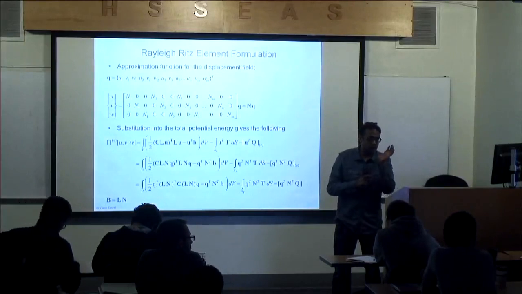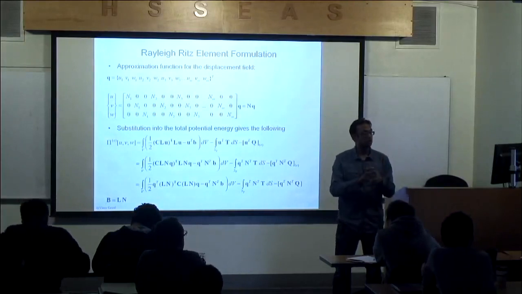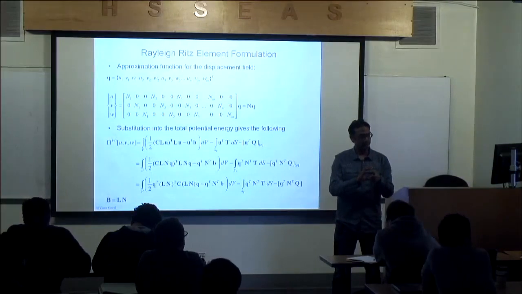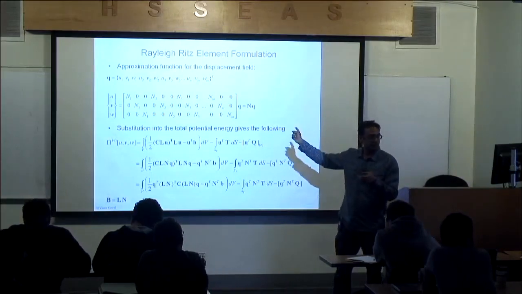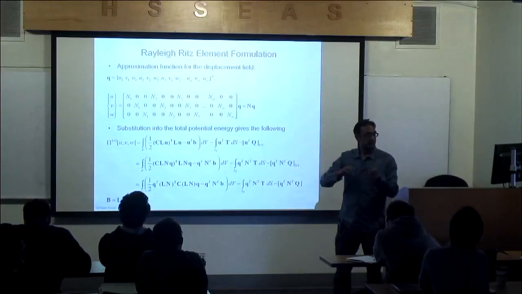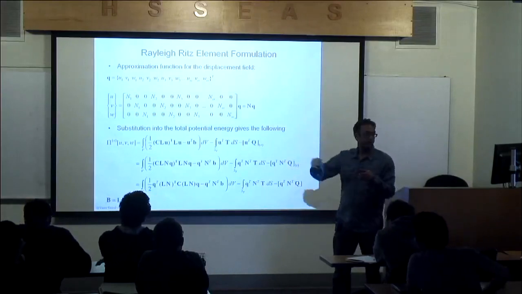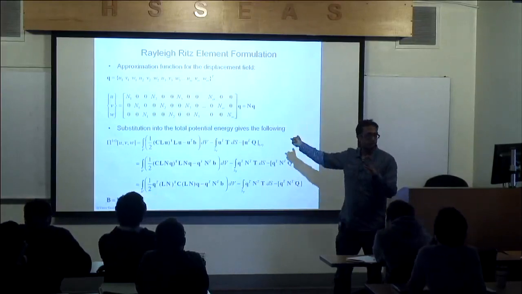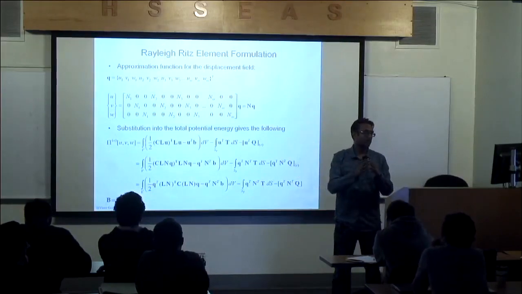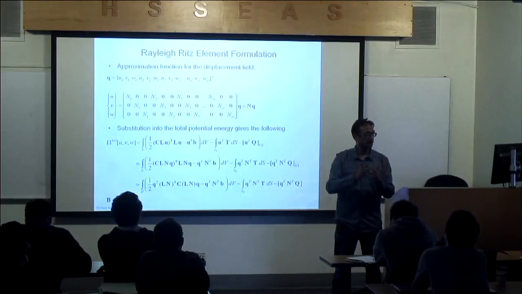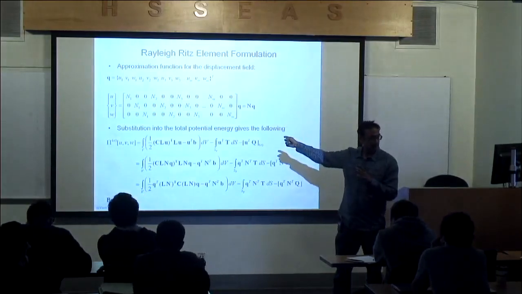And also, for cube elements, there are 8 nodes. So M in this example will be 8. For the cube, it will be M equals 8. For a tetrahedron, M will be 4. For a second order tetrahedron, which has 10 nodes, M equals 10.